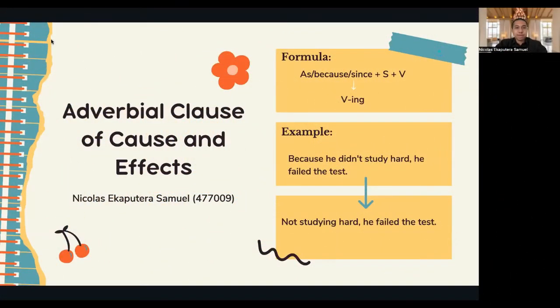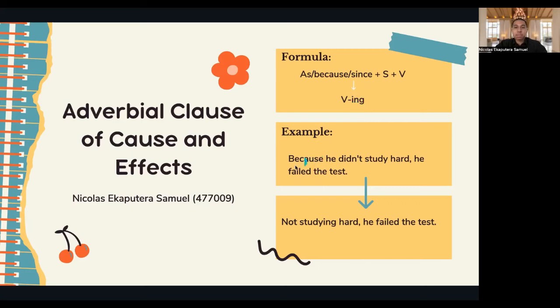Hello, everyone. In this slide, we're going to learn about the adverbial clause of cause and effect. As you can see in the formula, we're going to remove the conjunction as, because, and since, and also the subject. And last but not least, we're going to add the affix -ing to the verb.